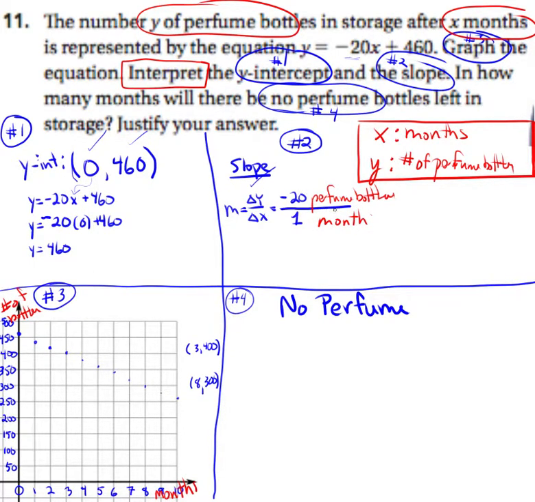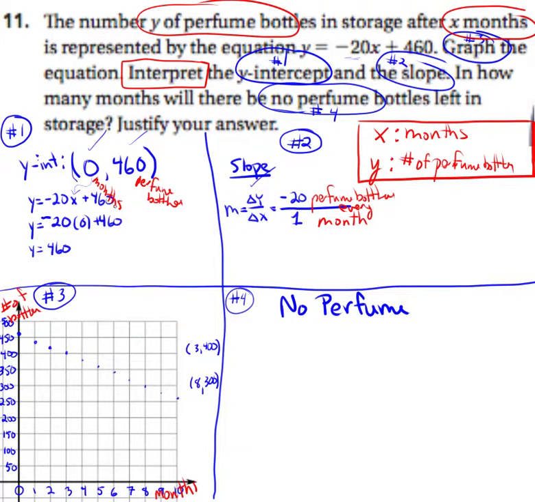And remember, with that, we have to write every in here for slope. Slope is always every. My y-intercept, 0 months, and 460 perfume bottles. So we'll write a sentence for each of these. Well, we don't have to do it for the graph, but we'll come back to that.